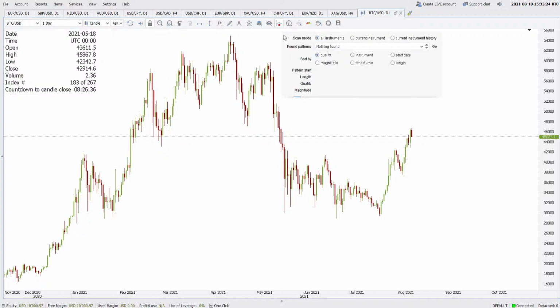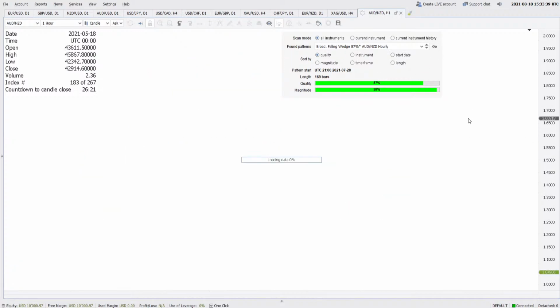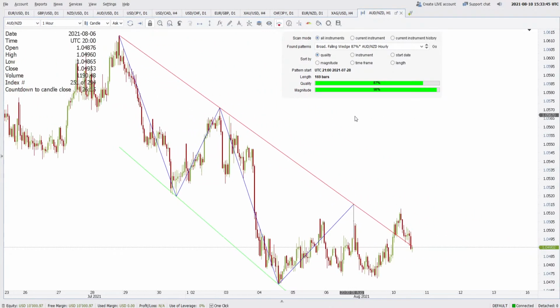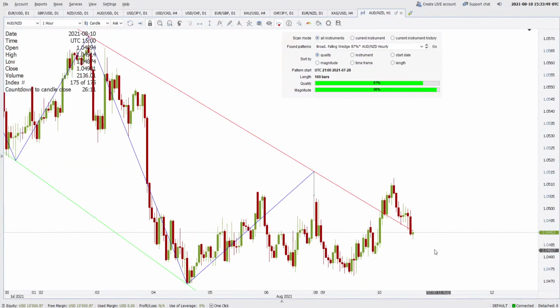But yes, it is a good widget from where you can actually look for opportunities. Okay, see, hourly Audi New Zealand, this is 87% quality. You want to go to this? Let's go, let's see what is there. I'm curious, because it's a broadening wedge, and it broke, and then finally the price is at a retest. So what is the possibility?